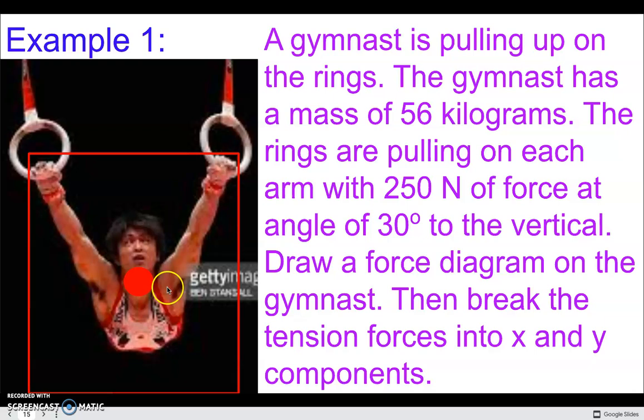So first thing we're going to do is draw a box around the gymnast, and we'll put a dot at the center. We know that there's going to be a force of gravity acting downwards. And then we know that there's going to be 2 tension forces, right? One tension up to the left, one tension up to the right.